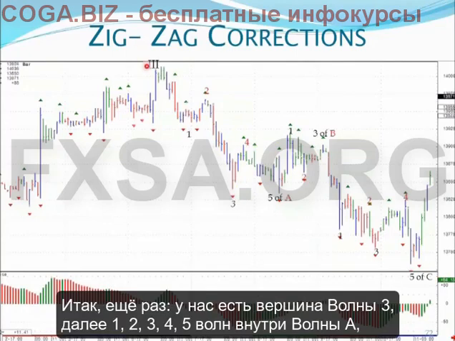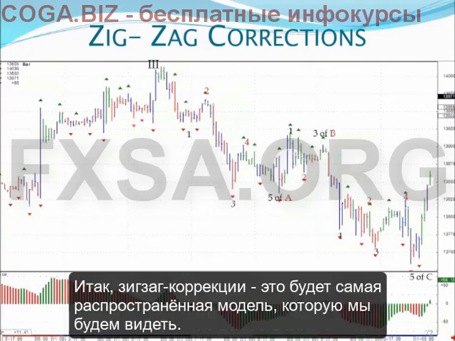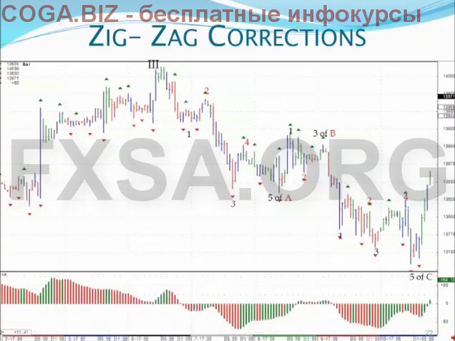So again, we have the top of wave 3. We have a 1, 2, 3, 4, 5 of the A wave, a 1, 2, 3 B, and a 1, 2, 3, 4, 5 waves in the C wave. So this is going to be the most common pattern we see, the zigzag corrections.